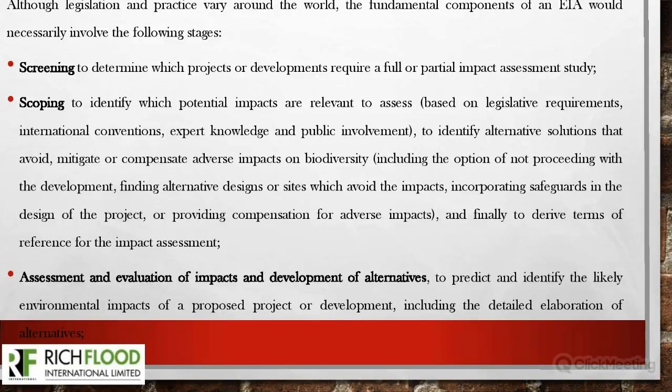And at this stage, we identify the potential impacts that are relevant to the legislative requirements, the international conventions, public involvement, and to identify alternative solutions to avoid or mitigate against any adverse impact of a project on the environment. And finally, it is from this scoping that the terms of reference is derived, which is going to be used for the purpose of the impact assessment study.